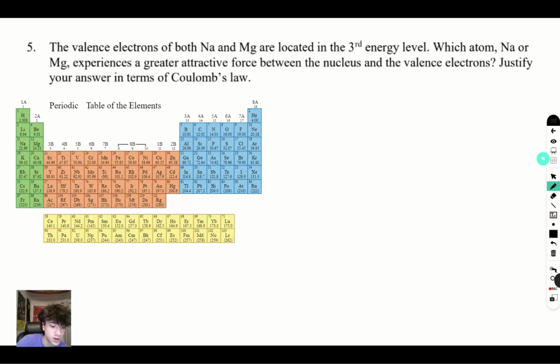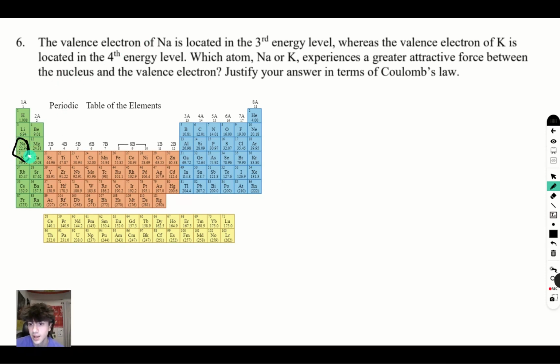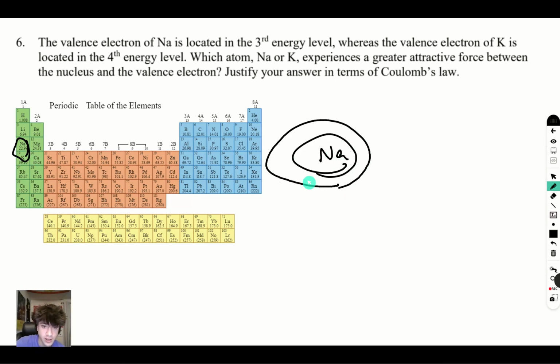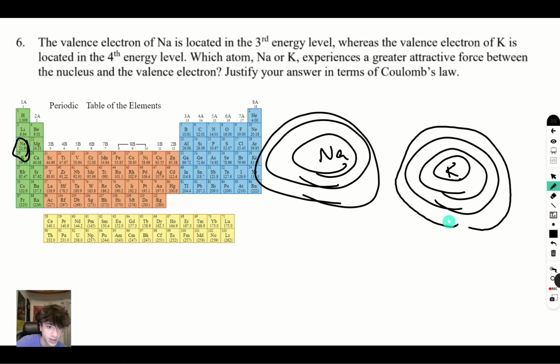Alright, so let's move on to our next question. This one has the same thing, except we're comparing Na and K this time. And K has 4 rings. So Na is going to have 3 rings, and K is going to have 1, 2, 3, 4.